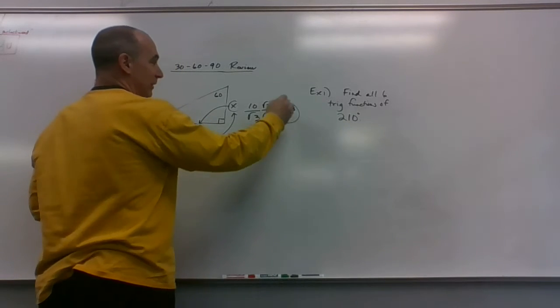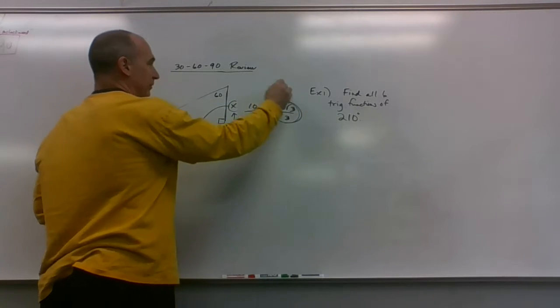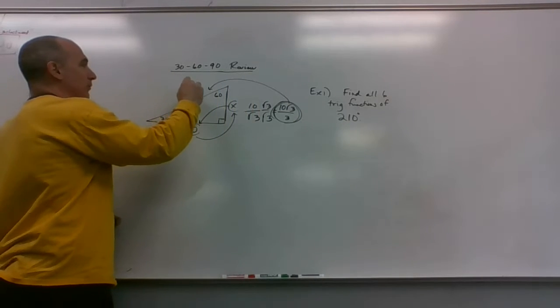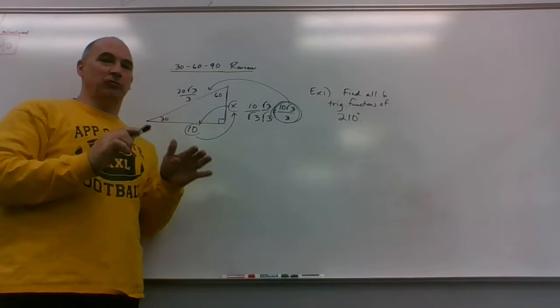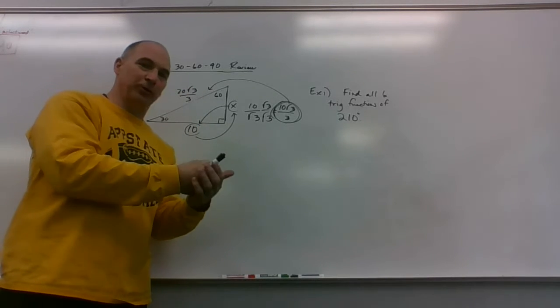And then if this is my shorty, I got to double this to get my hypotenuse. That'd be 20 square root of 3 over 3. Don't panic if you get some really strange numbers. Just follow your 30, 60, 90 rules.